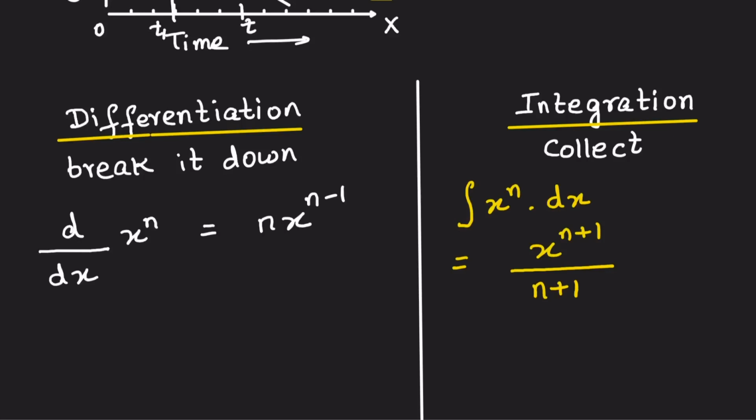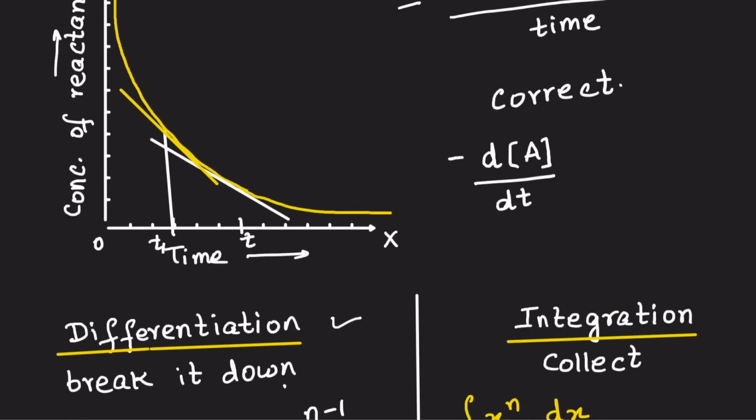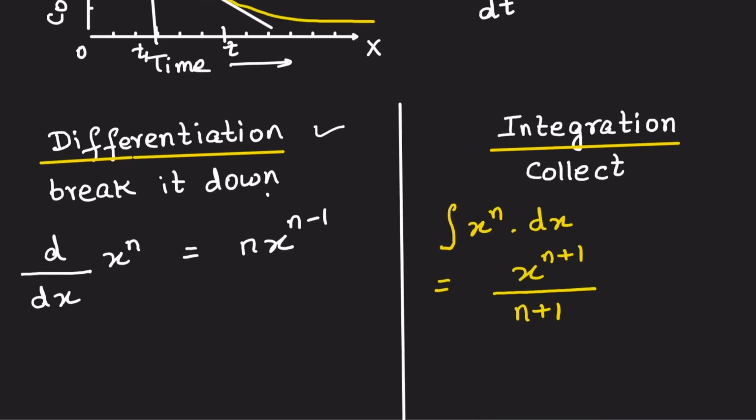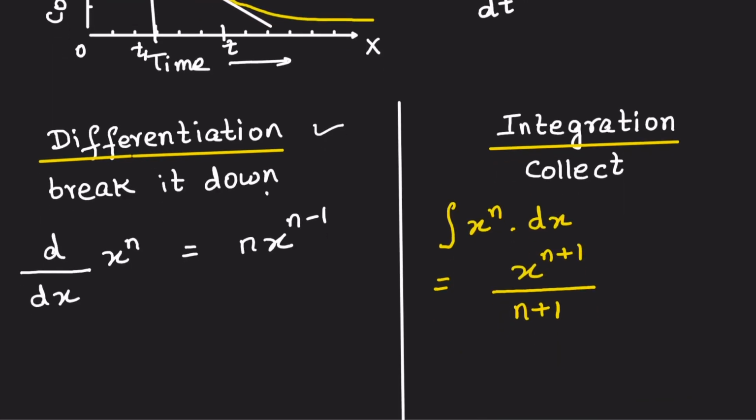Differentiation, I'll explain especially to the non-mathematical students, means you break it down, you tear it down to smaller parts, just like we did when we determined the instantaneous rate of the reaction. Integrate means when I'm talking about the reaction as a whole, I collect all the instantaneous rates and bring them together. I integrate. So what formulas?